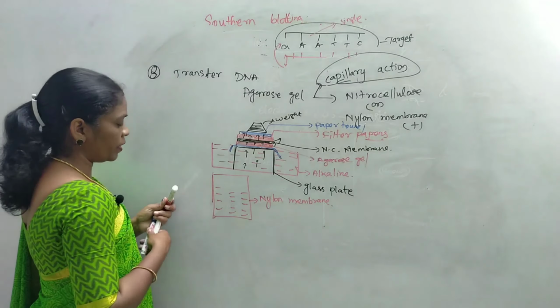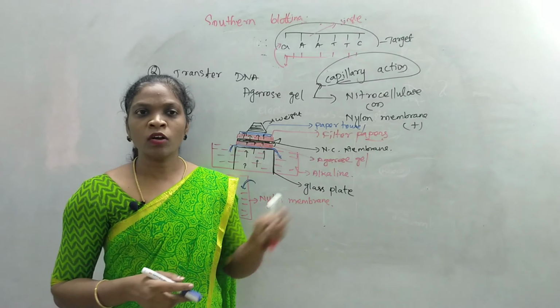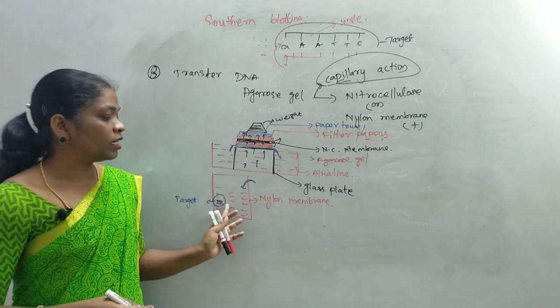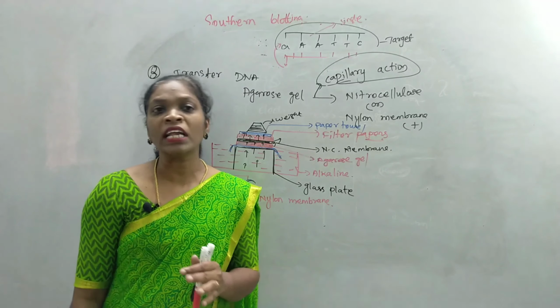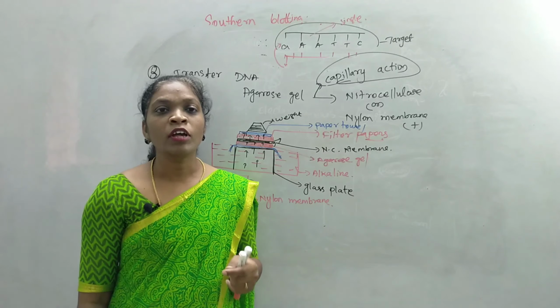Probes can be labeled with radioactive isotopes, or I can use fluorescent dyes, or otherwise I can use some enzymes. By using all this labeling, I can find out the target DNA sequence by using the Southern blotting technique. This blotting technique will be helpful in molecular biology and also in immunogenetics.